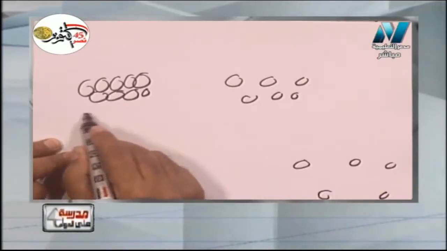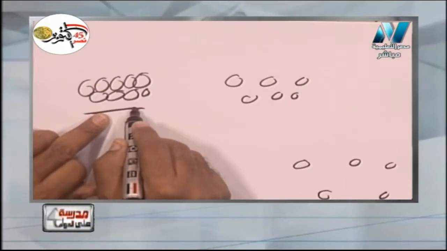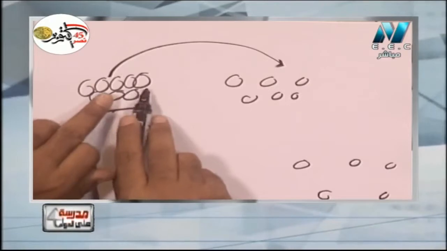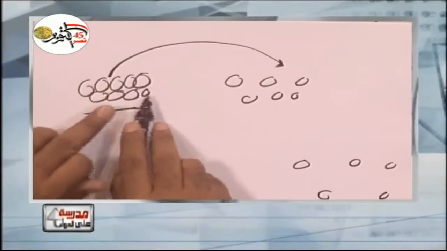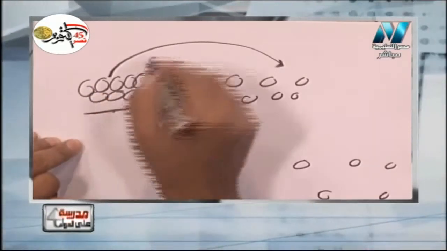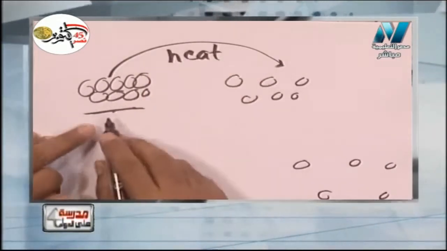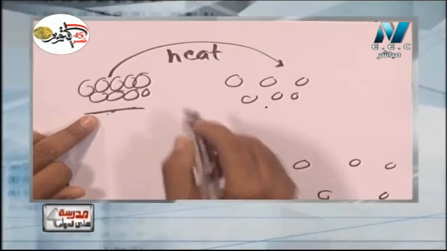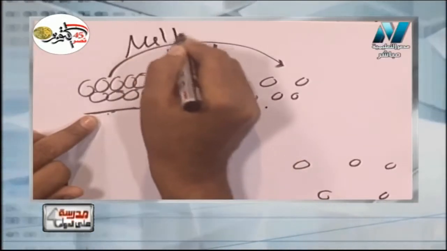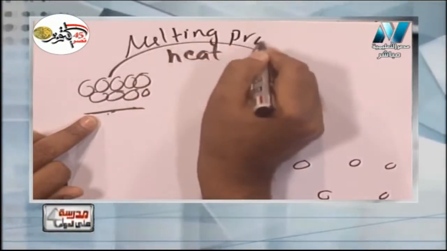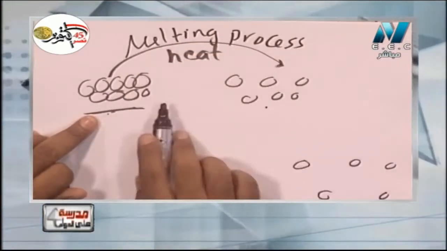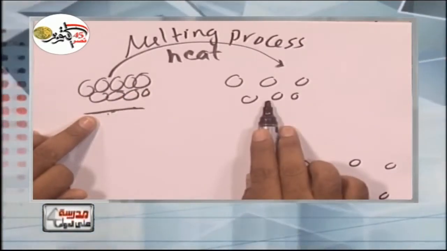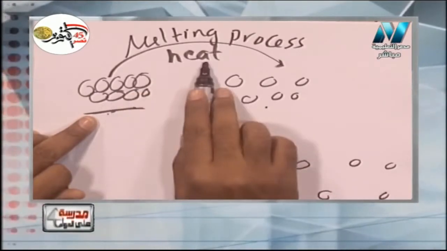How can we change the molecules of solid into liquid? Just to separate these molecules, to increase intermolecular spaces. How? Just by heat. So by heat we can change solid into liquid. And this process is called the melting process. So what is meant by melting process? It is the change of matter from solid state into liquid state by heating.